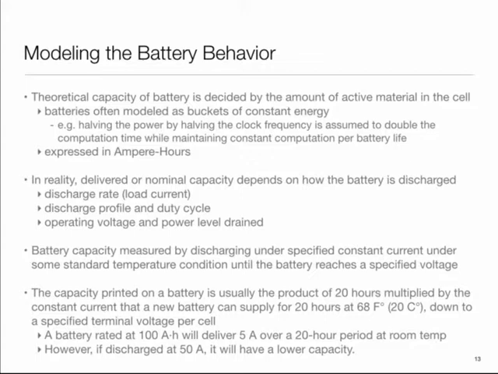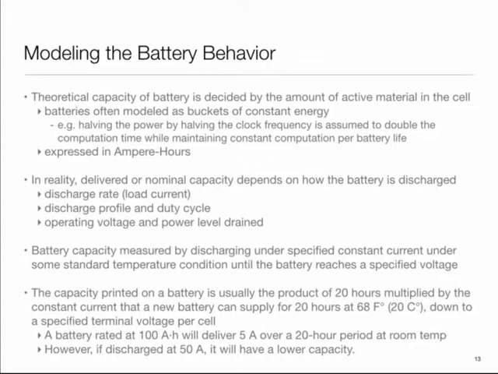Unfortunately, batteries do not work that way, and the reason is that in reality, the amount of energy batteries can deliver depends upon how we discharge the battery. What I mean by that is that if I draw energy from a battery at some rate x versus at some rate alpha x, then the battery life will not change by a factor of alpha, but by some different factor.